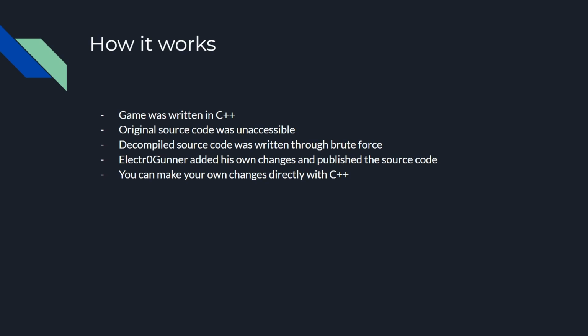So, over time, the decompiled source code was written in with variable names, method names, comments through brute force, and just people making educated guesses. And this was made by a couple modders in China, and what happened was the source code was actually leaked from them. So Electro Gunner, he added his own changes to this leaked source code and published his own version of the game, and that is the one that most people have been using. So now after you download the code, you can make your own changes directly with C++.